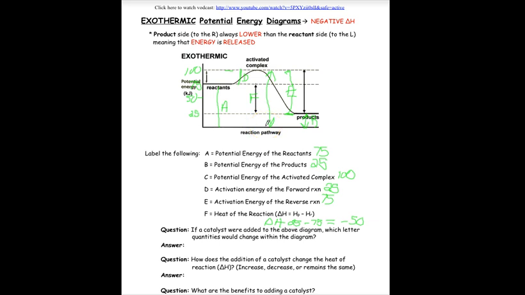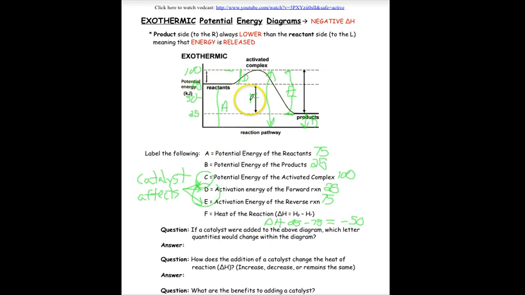Now the other thing we want to look at, and this is what they ask you about, is if I added a catalyst to this, how would it change the reaction? Well, a catalyst only changes activation energy. So a catalyst affects C, D, and E. It does not affect the heat of reaction. It doesn't affect the potential energy of the reactants or the products.